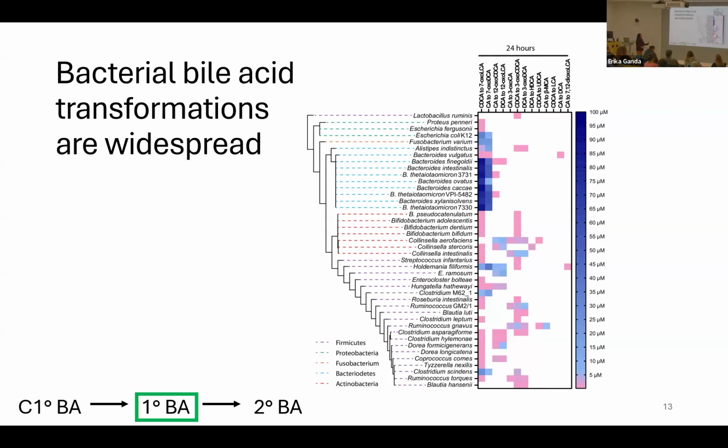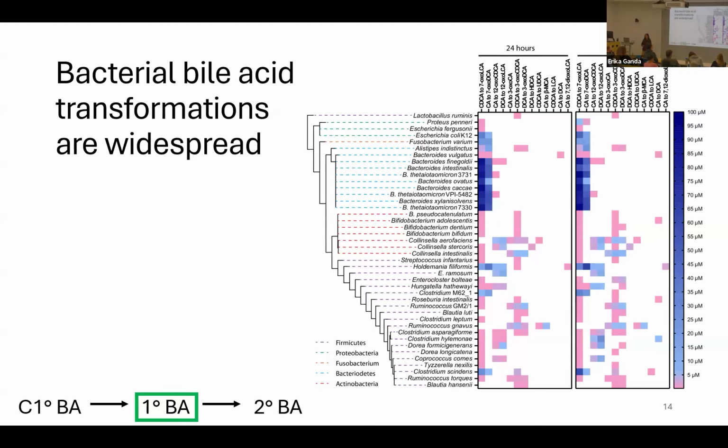Just to orient you on how to read this heat map, I have the bacterial species of the 72 that were capable of bile acid transformations here on the left, with their phyla denoted by the colored dashed lines. I don't expect you to be able to read all of these in this time, but you can follow some patterns. And then here on the right, we have the scale bar. So boxes that are in the pinks or light blues are lower concentration, whereas dark blue is higher concentration. And this is for our 24-hour time point. Because we had bile acids separated, we could see which bile acid gets transformed into what across the top. And we have a second time point for 48 hours.